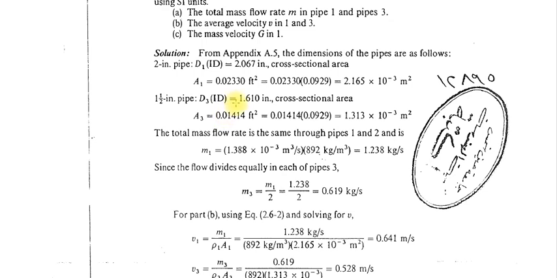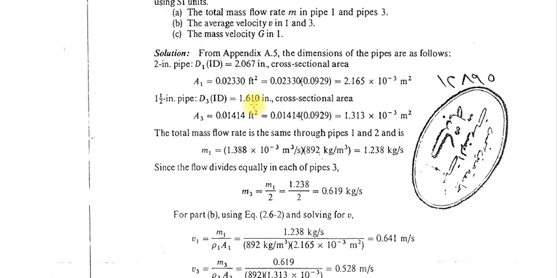So either the internal diameter is given or the cross sectional area is given. If the internal diameter is given, you can calculate the cross sectional area by pi r square or pi d square by 4, right? Pi radius square, or pi multiplied by diameter square divided by 4. So in this way you can calculate the cross sectional area of the flowing channel.